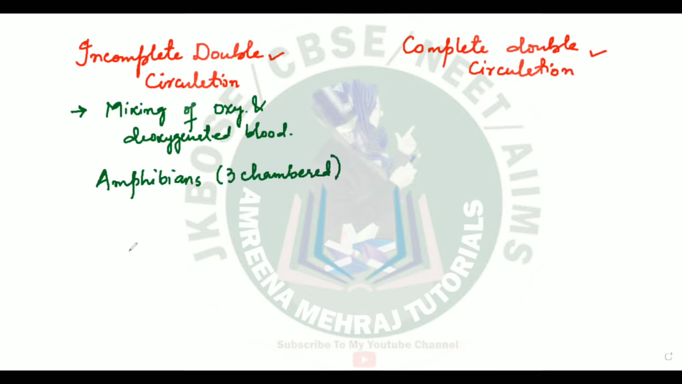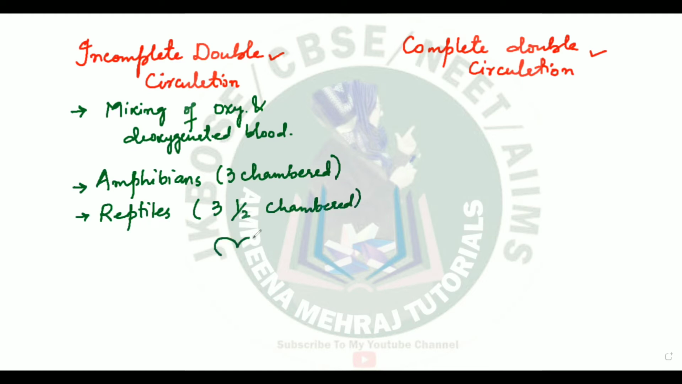They have how many? They have a three chambered heart. That means they have only one ventricle. If there's only one ventricle, you can think of the consequence: the oxygenated and the deoxygenated blood will get mixed. And if we talk about reptiles, in them even the double circulation is incomplete. So reptiles also show incomplete double circulation. They have a 3.5 chambered heart. Their heart is 3.5 chambered.